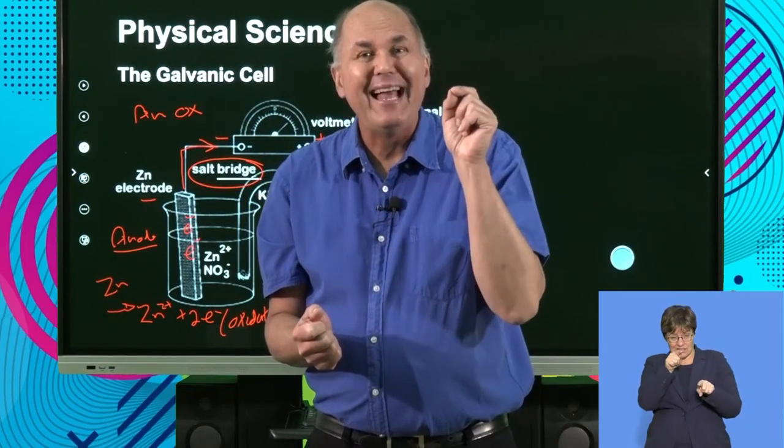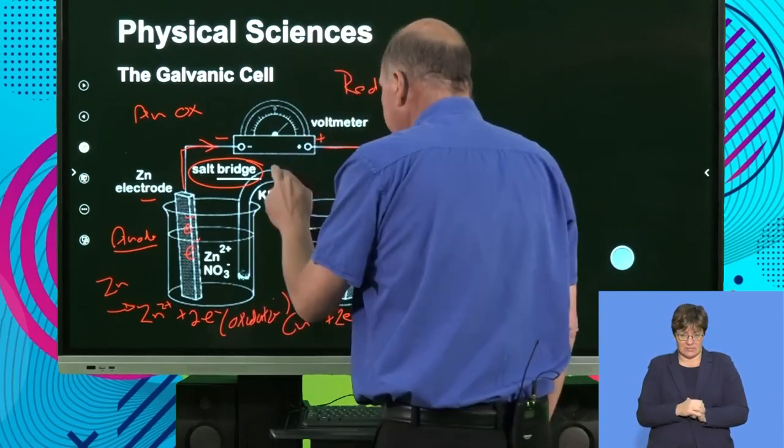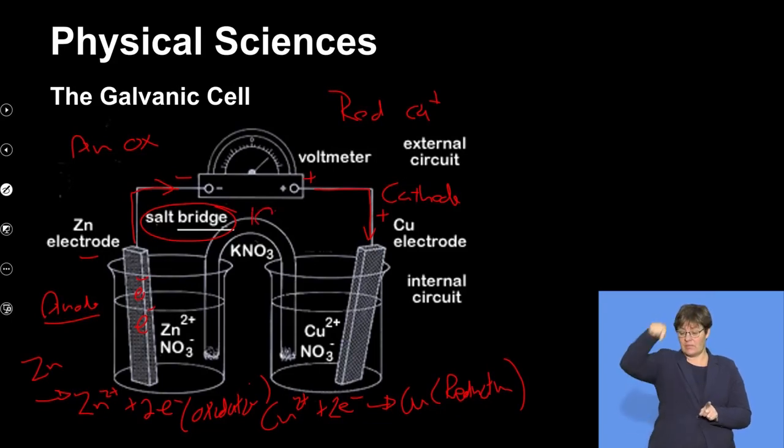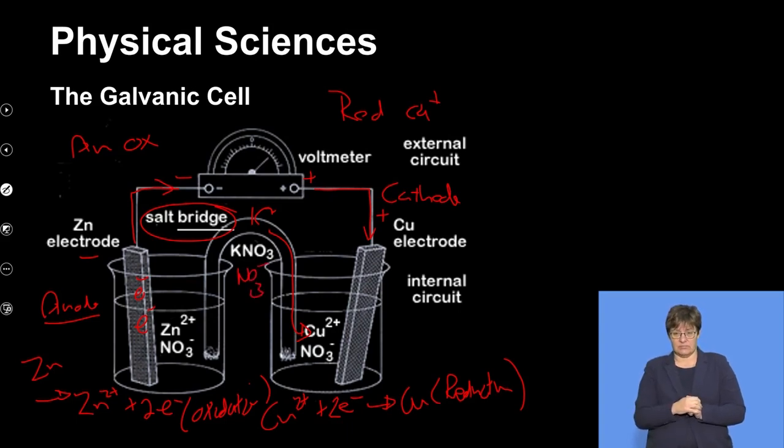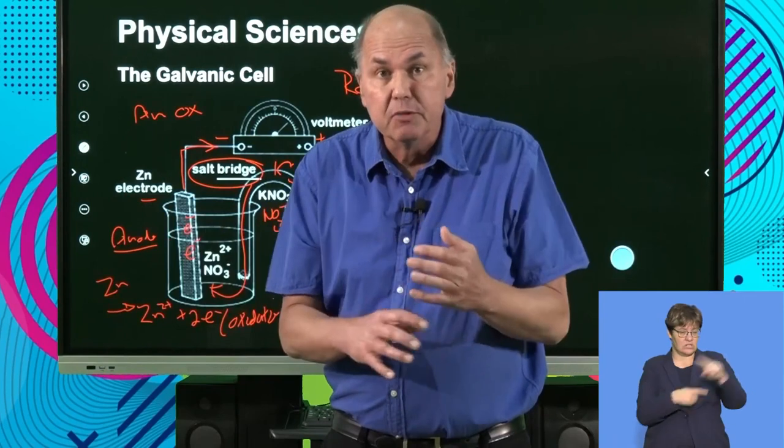The positive ions in the salt bridge, those are known as cations. They move towards the cathode. So the positive ions, the potassium ions here, will move towards the cathode. The negative ions will move towards the anode. So NO3 minus, they will move towards the anode. And in this way, we make a connection. Positive ions moving one direction, the negative ions moving the other direction. There's a free flow of charge moving, and so it completes the internal circuit.